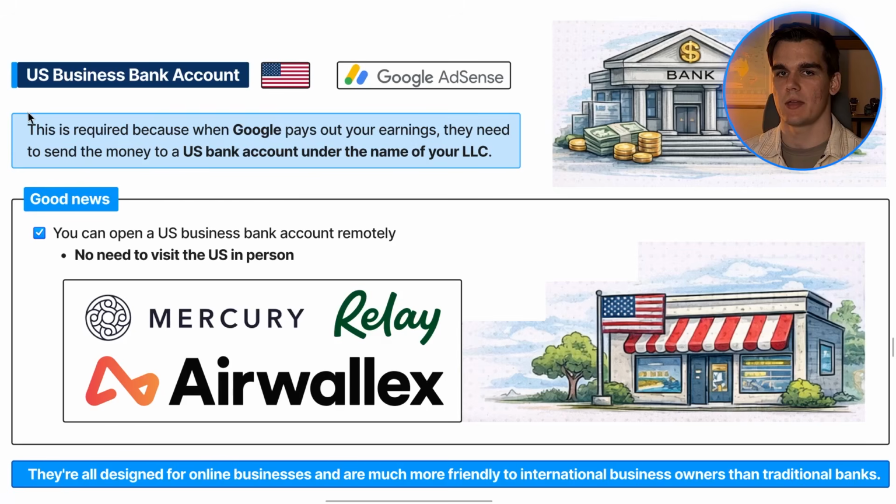The following thing we need from this list is a US bank account. This is required because when Google pays out your earnings, they need to send the money to a US bank account in the name of your LLC. The good news is that you can open a US business bank account remotely and you don't need to visit the US in person. The banks I recommend most for this are Mercury, Relay, and Airwallex. They're all designed for online businesses and are much more friendly to international business owners than traditional banks.